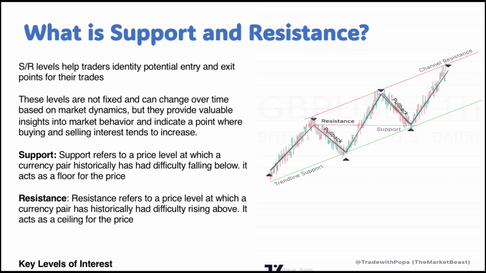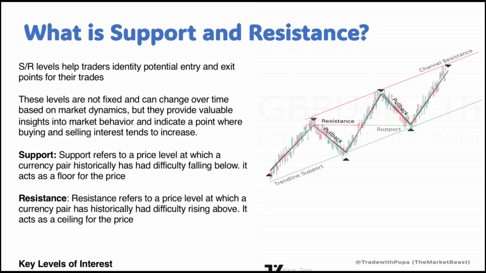Resistance, on the other hand, refers to a price level at which a currency pair has had historical difficulty rising above that point. In this case, it acts as a ceiling. Looking at the image on my right, you would see that in this uptrend, we had a resistance level, which is a key level of interest. The minute price broke above it, it flipped it. This is price action. It was a resistance in the past. Now it became a support, because since price had difficulty breaking above it, the next time price comes back there it would most likely find a base to launch from.